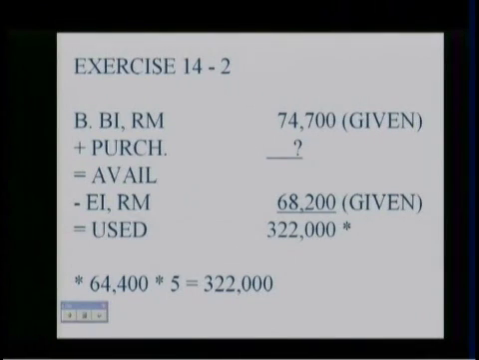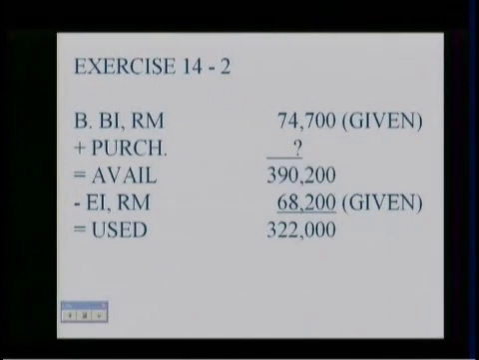322,000 pounds. Working backwards, your 322,000 plus your ending inventory of 68,200 means that you have to have available 390,200 pounds. Well, of that amount that you have to have available, you've already got 74,700, so that means you only have to purchase 315,500 pounds of raw materials. So that's just looking at how the budget process works for raw materials.